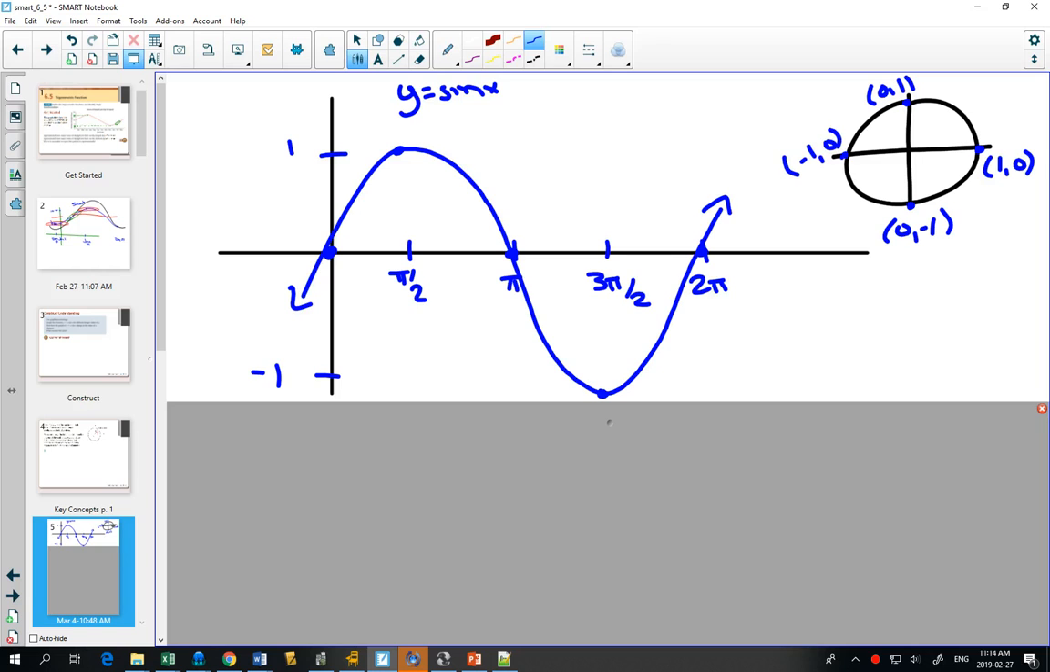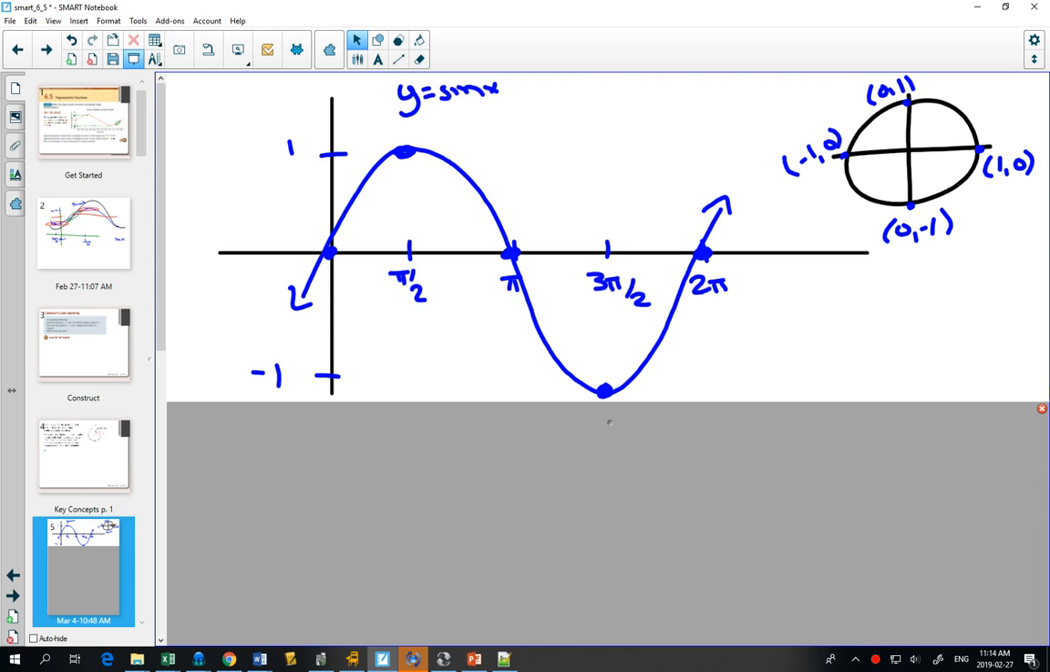When my angle is 90 degrees or pi over 2, sine, my y value is 1. Then at pi, it's back to 0. At 3 pi over 2, or 270 degrees, it's at negative 1. And then at 2 pi, it's back to 0 again.